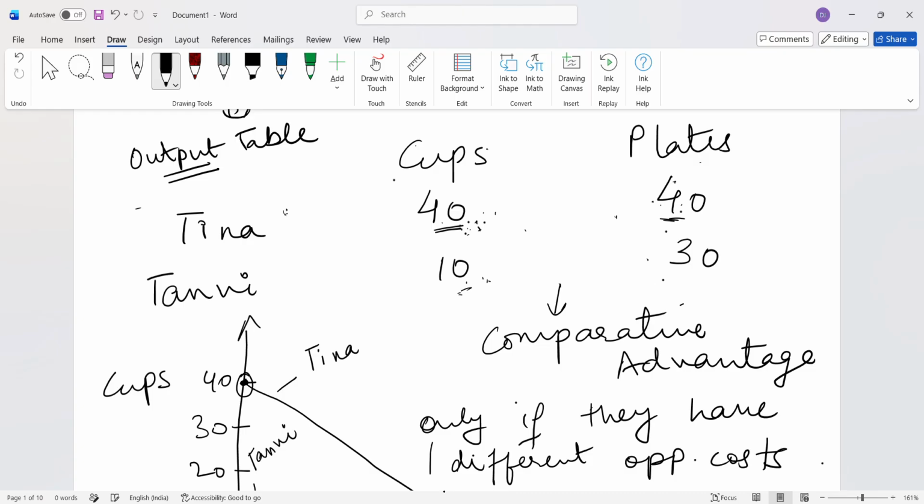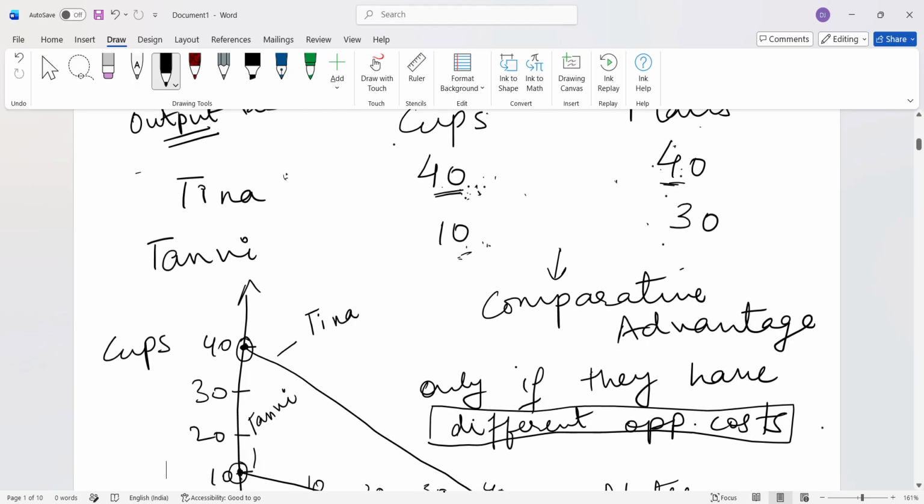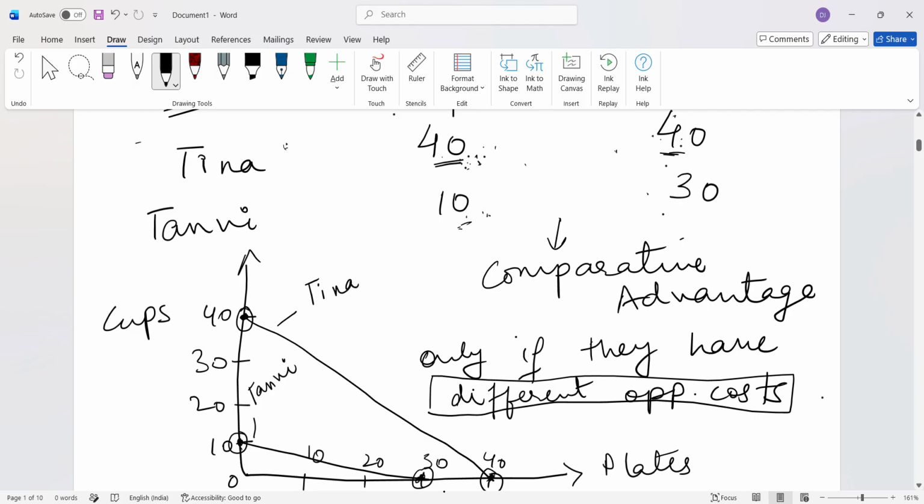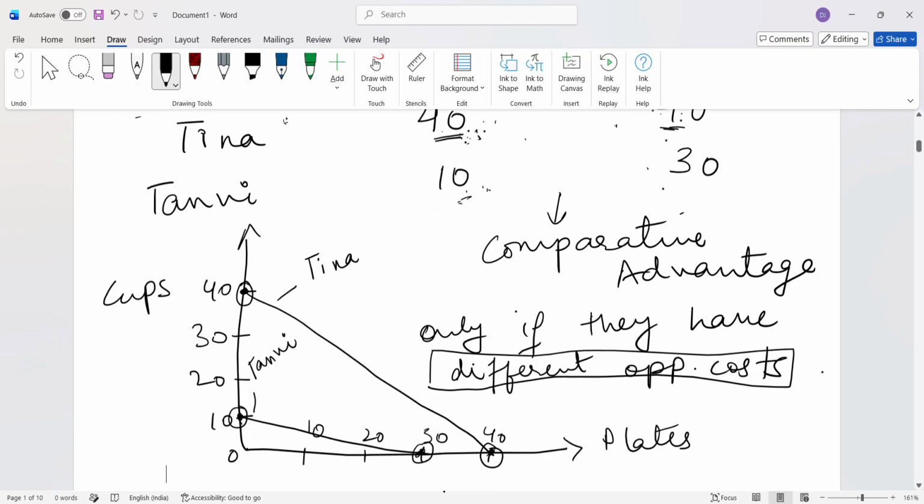That's the key word, different opportunity costs. Only if they have different opportunity costs, then even if one has an absolute advantage in the production of both the goods or more goods, even then trade is possible. And this is what the comparative advantage theory talks about. So comparative advantage basically says that even if a producer has an absolute advantage in the production of both the goods or more goods, trade is possible if they have different opportunity costs.